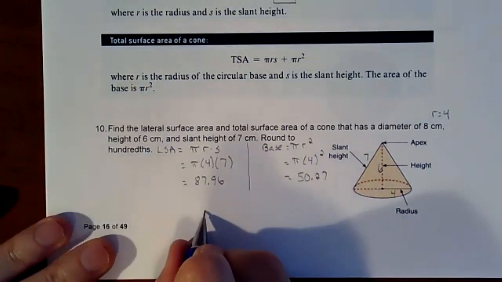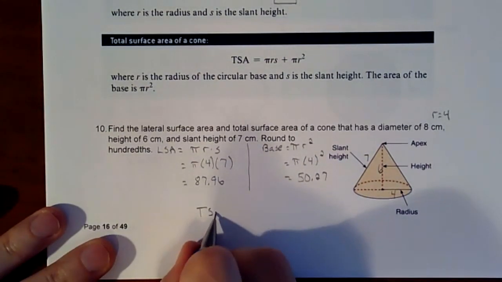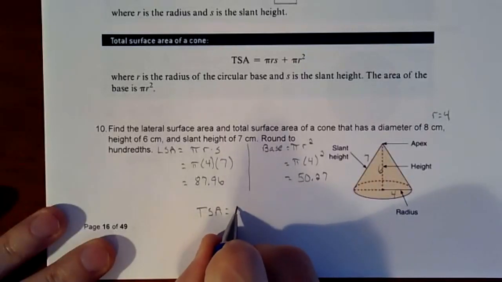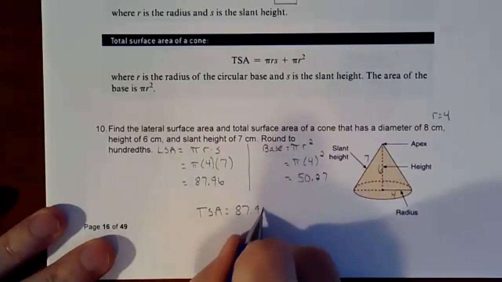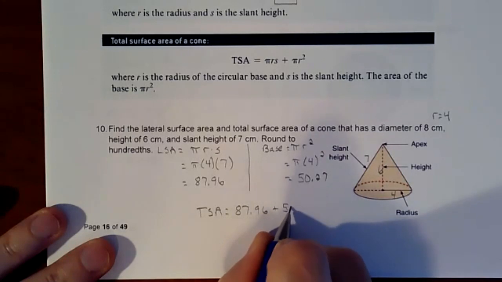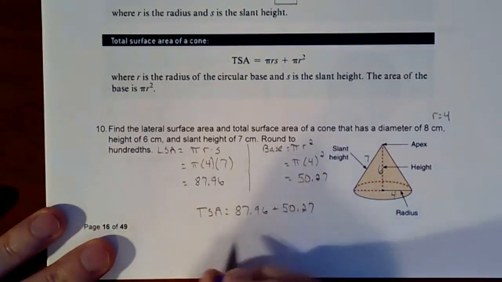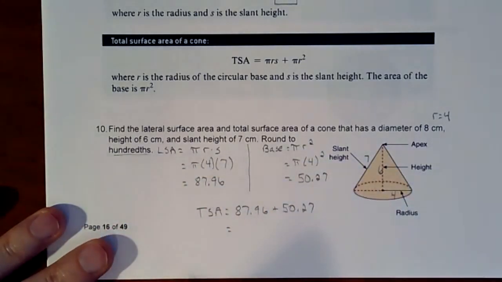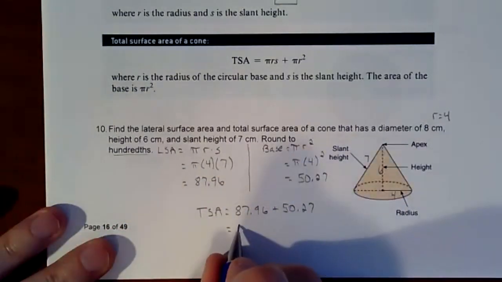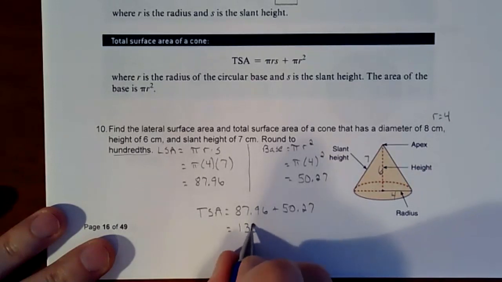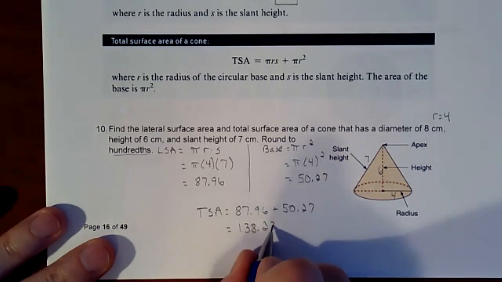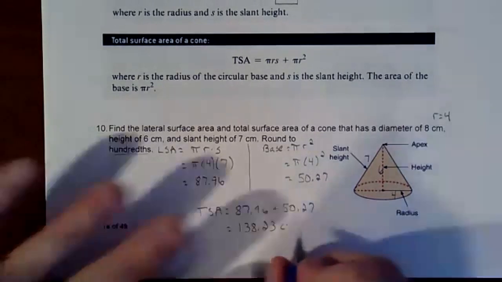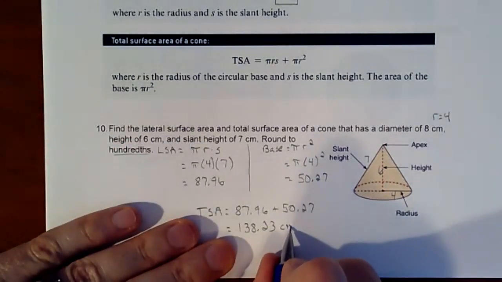And then my total surface area is just the combination of the two. So 87.96 plus 50.27. Add those up, round to the nearest hundredths. Good thing I already started doing that. Oops. 138.23 cubic. Nope. Square centimeters.